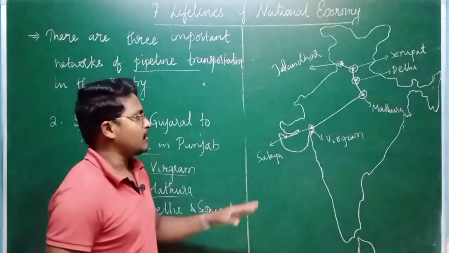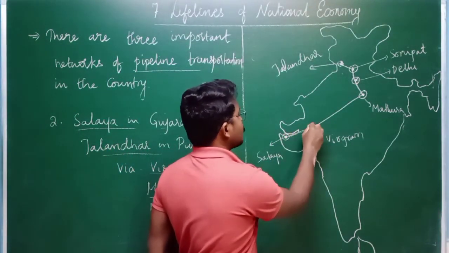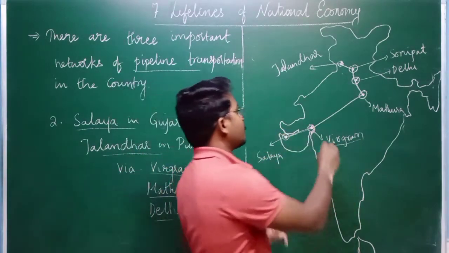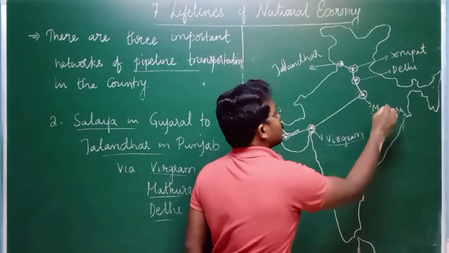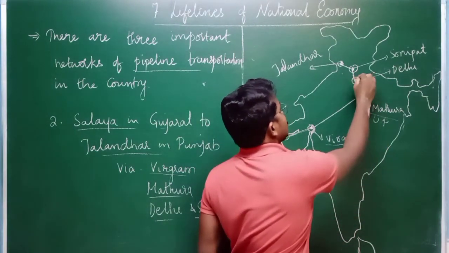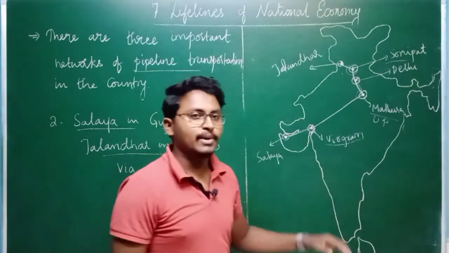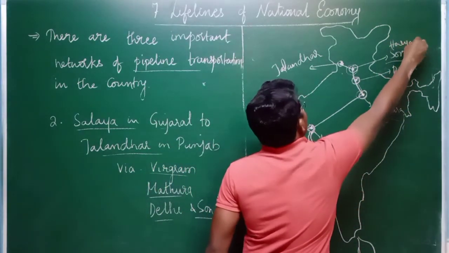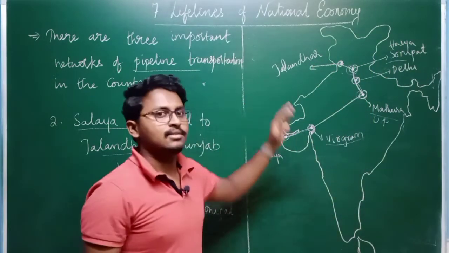If you look at the map, Salaya is located here in Gujarat, and from here to Veergram, which is also located in Gujarat, and from Veergram the next place is Mathura, which is located in Uttar Pradesh. Then from Uttar Pradesh the next connection is to Delhi, and from Delhi it goes to a place known as Sonipat, which is located in Haryana. Then from Haryana it has been connected to the place known as Jalandhar.